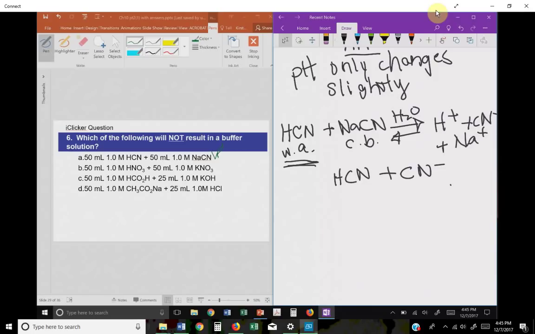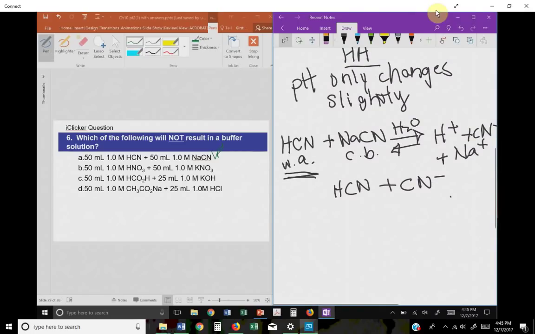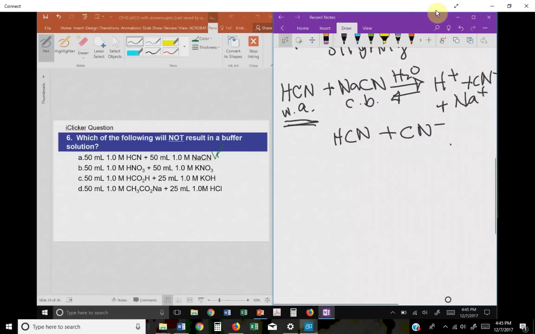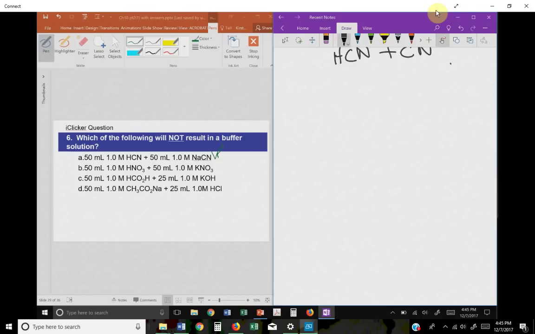Now, let's take a look at B. For B, we have HNO3 plus KNO3. When we're looking at these problems, we have two different solutions, right? And remember, I just went through the chemistry a little while ago, but you've got to think about how we make that solution. How do we make that 1 molar solution?